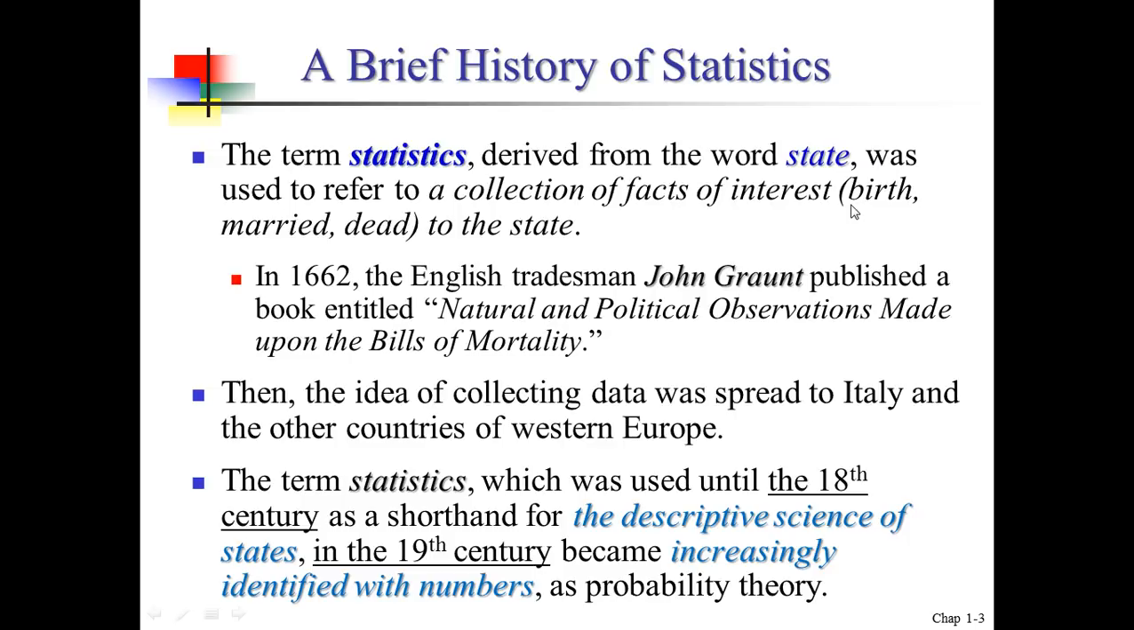Okay, so the word statistics was seen in 1662, used by English tradesman John Graunt, who published a book titled Natural and Political Observations Made upon the Bills of Mortality. I think if you look at this one, statistics was not only used in that year, 1662. Statistics was used before that year, a long time ago. But before that year, there was no significant evidence that statistics was used.